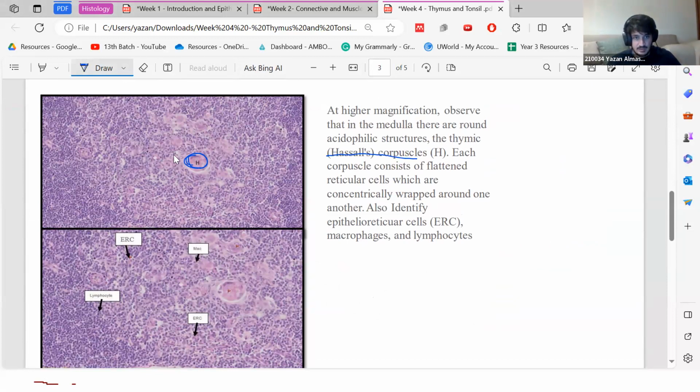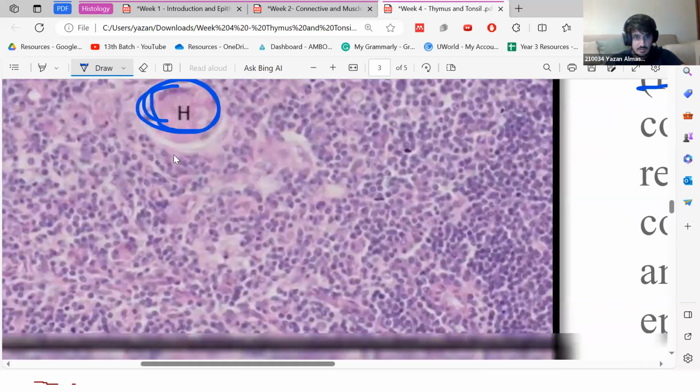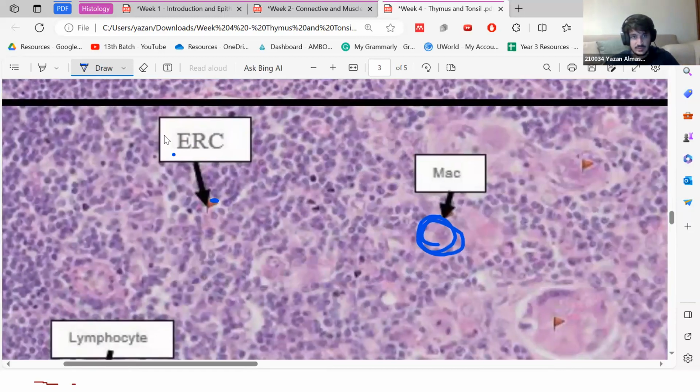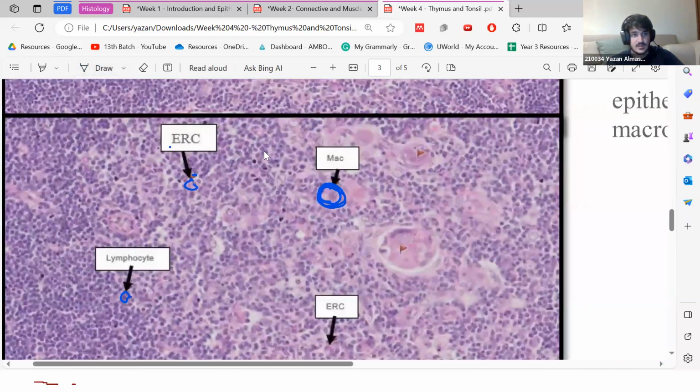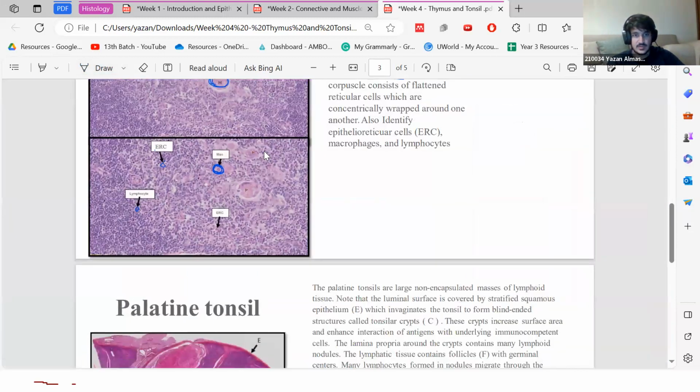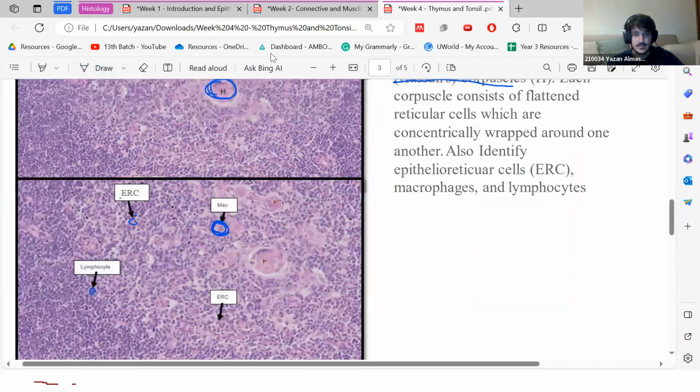okay? And they might ask you about this, the macrophage, okay? I don't think they're going to ask you about this. This is very small. Or about this, the ERC. But let me zoom in just to get the closest view of it. This is the ERC. But it's important to recognize macrophages. I remember we were asked about the macrophages specifically. Am I lagging?